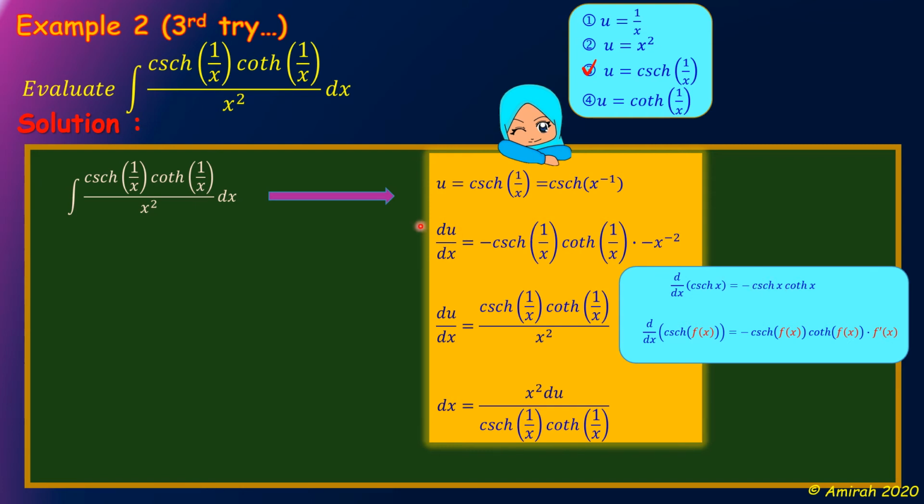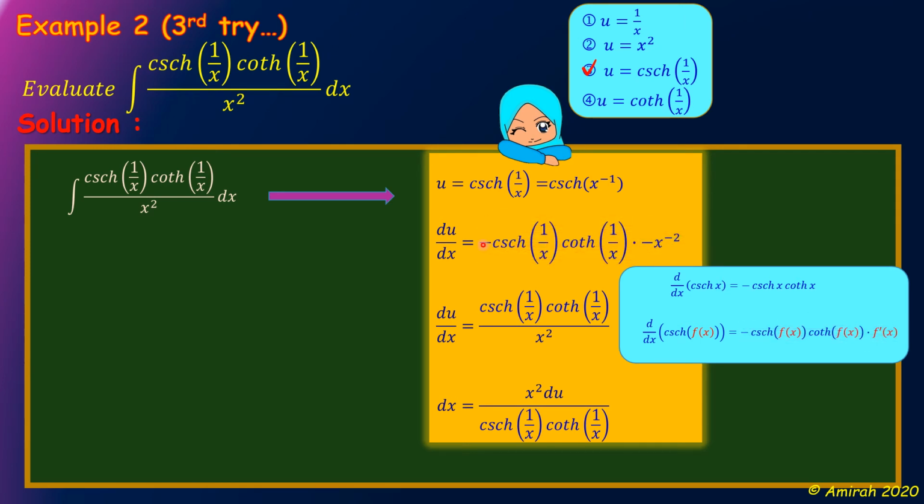Alright, in this case, when we differentiate cosh 1 over x, our f(x) equals 1 over x. So from this formula, we have negative cosh 1 over x, coth 1 over x, and after that we need to differentiate 1 over x. To differentiate 1 over x, we write it in the form of indices, x to the power of negative 1. When we differentiate using the power rule, we move negative 1 to the front, and then x, and we reduce 1 from the exponent. So we get negative x to the power of negative 2. This is our f prime x.